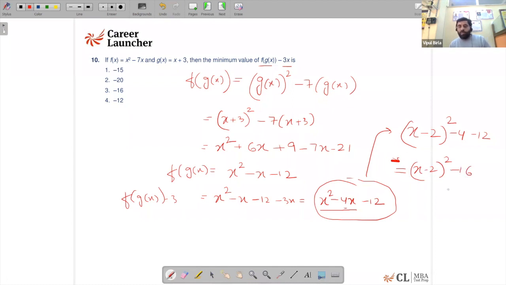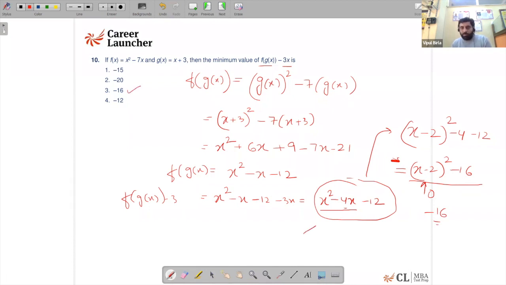And we are supposed to identify the minimum value of this. Since this is a perfect square, we cannot have it as negative. So the minimum value for this is going to be nothing but 0. If this is 0, the minimum value of the entire expression will become minus 16, which is my answer.